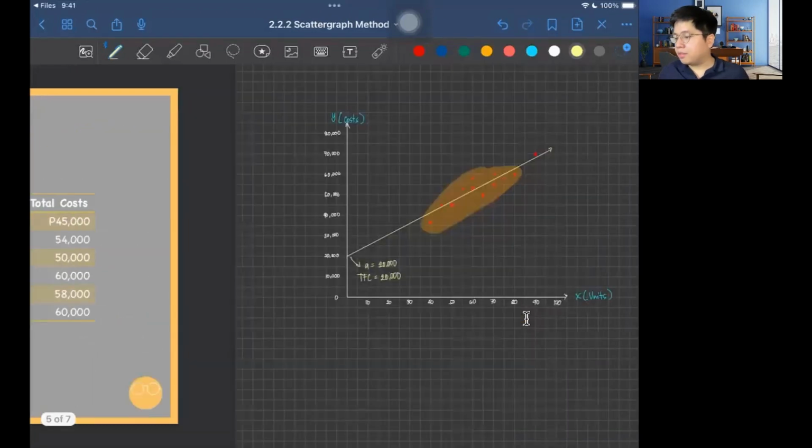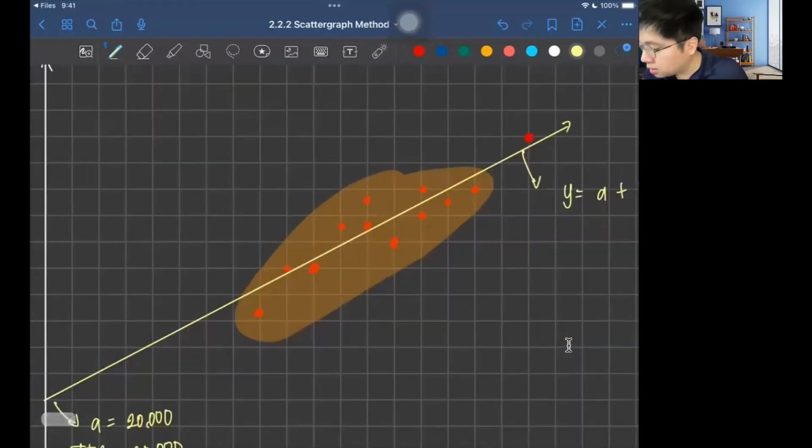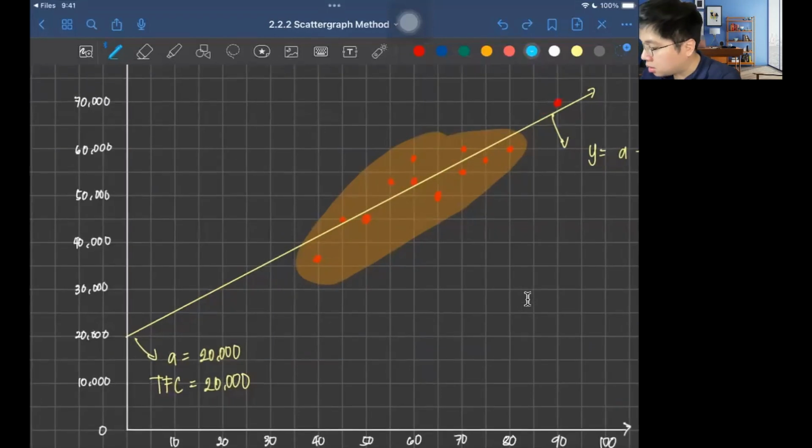Let's go back to our graph. After determining the value of A, or the value of the total fixed cost, and labeling this yellow line as our equation, y is equal to A plus bx, we then have to compute for the value of B, or the variable cost rate. To do this, we have to choose two points. In this case, we will choose this point in the orange field, where the maximum amount is 60. Then this will be our highest point.